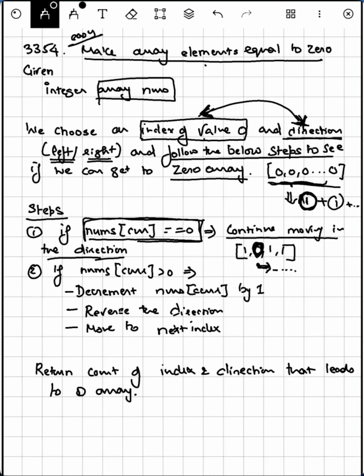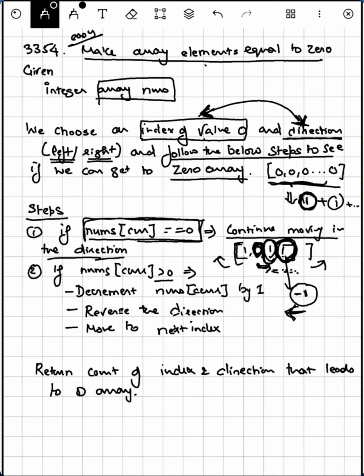But let's say I end up at a different value, which is greater than 0. Then I will have to decrement this value by 1, and now I will change my direction. So if I was going right, now I'll go left. After changing my direction, I move to the next index as well. And the iteration continues like this till the pointer runs out of bounds.